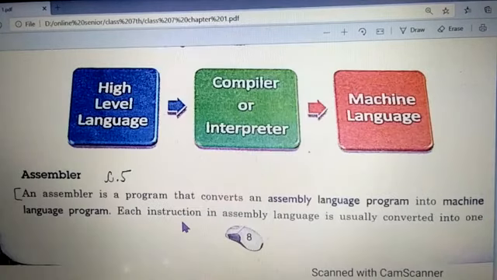So here is a diagram. If you want to change high level language to machine language, you can do that with the help of a compiler or interpreter. Now third is the assembler, children.